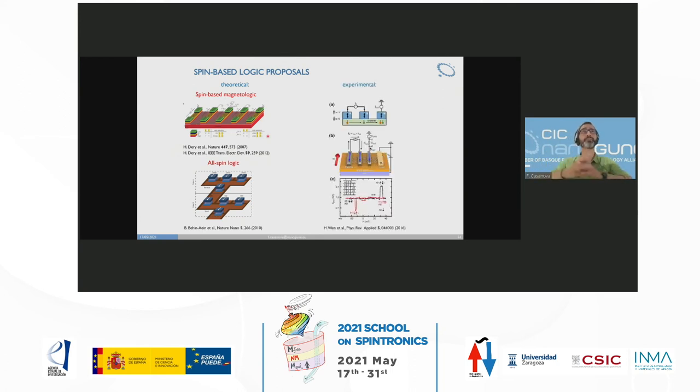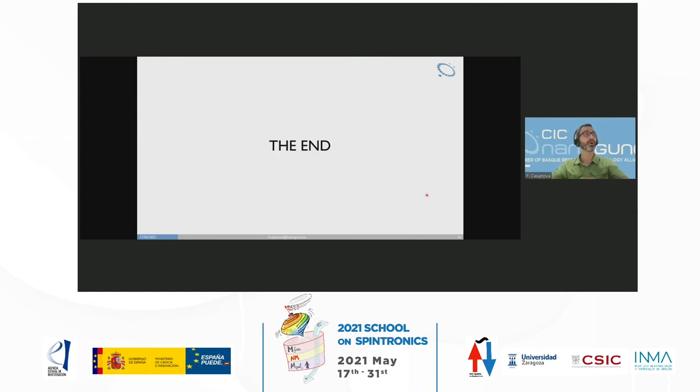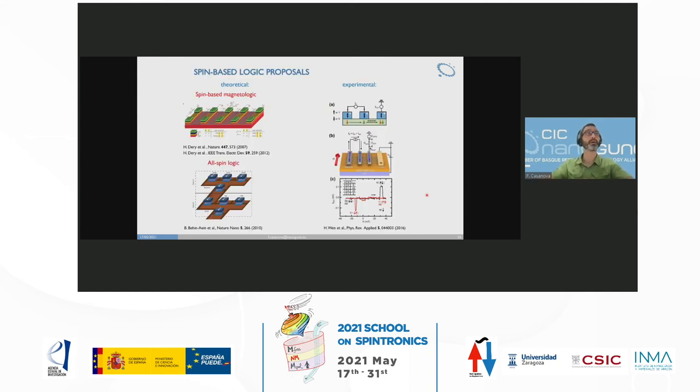And there have been some experiments in which they did some very simple operations that lead to a logic operation. I think this is an XOR operation here. It was done with graphene as a spin channel and three ferromagnetic electrodes. And depending on the configuration, they did a logic operation here. Okay. So with this, I will finish my talk. I hope I'm not too late.